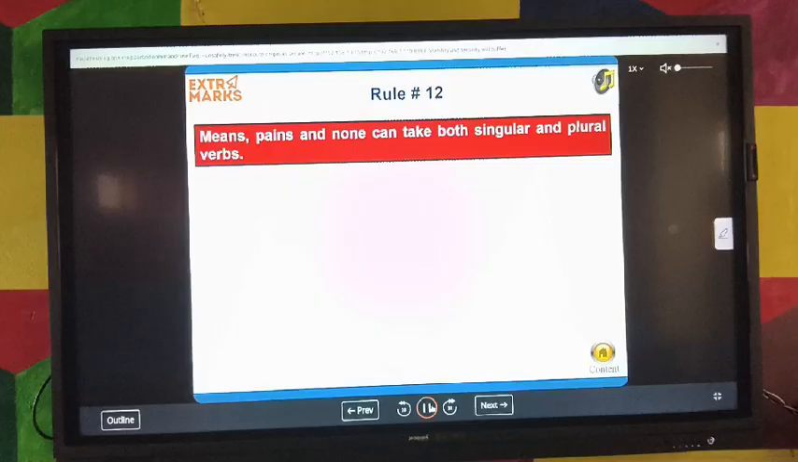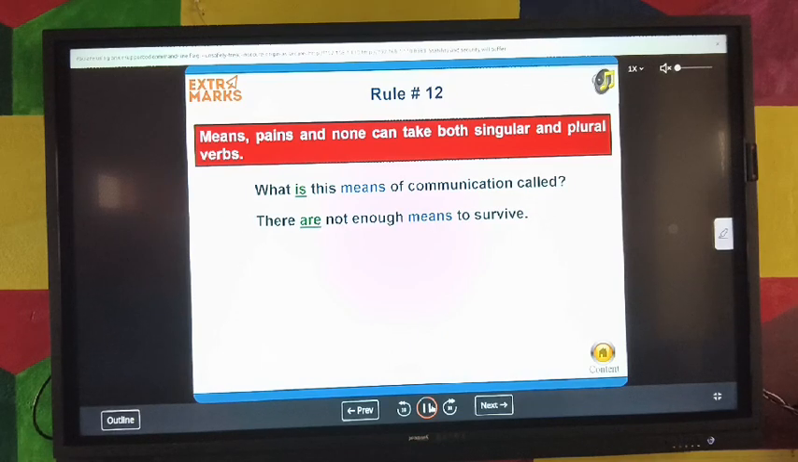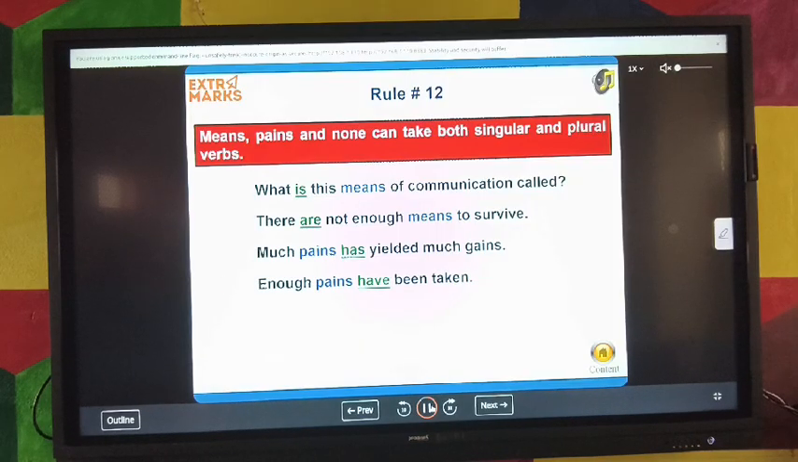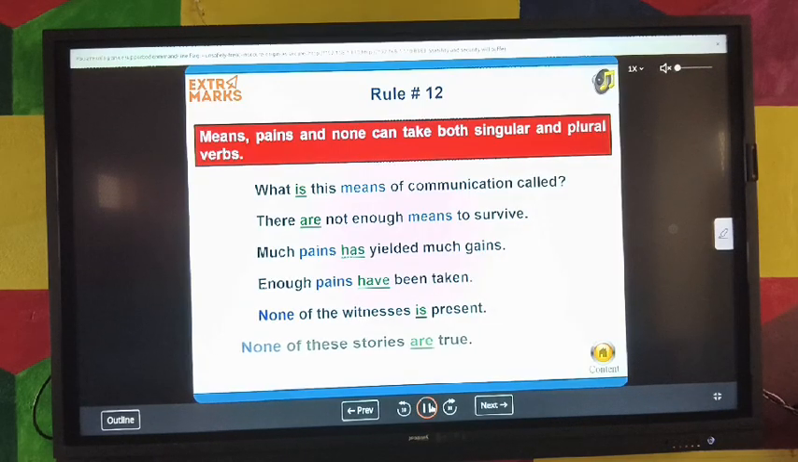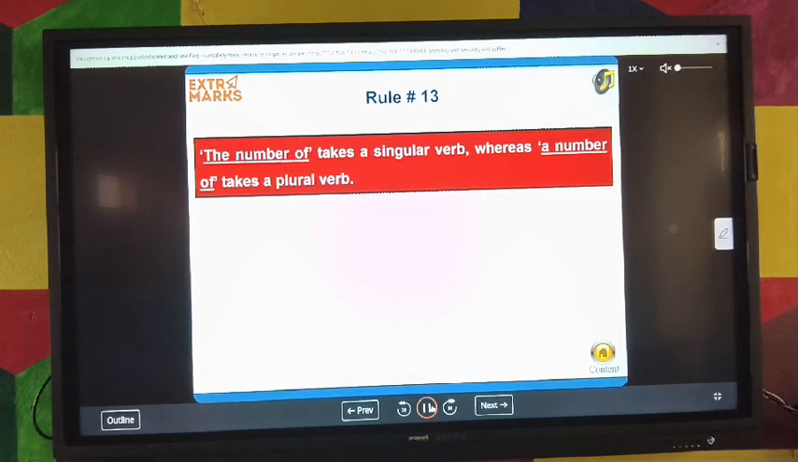Rule number 12. Means, pains and none can take both singular and plural verbs. What is this means of communication called? There are not enough means to survive. Much pains has aided, much gains, enough pains have been taken. None of the witnesses is present, none of these stories are true. So we can use both singular and plural verbs for these words.